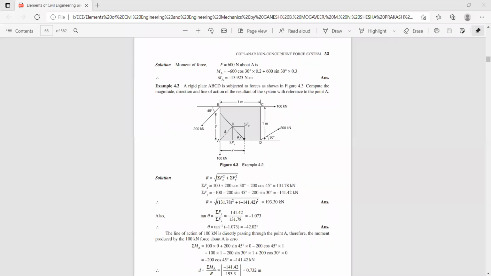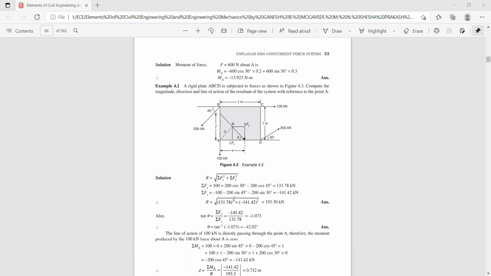Here no need to take the minus. Directly you can put the value of the resultant, because you can find in which quadrant the resultant is acting. According to these answers, sigma f of x is positive and sigma f of y is negative. Hence the resultant lies in the fourth quadrant, and it makes an angle of 42.02 degree with the horizontal. Now you can see here the resultant is acting in the fourth quadrant.